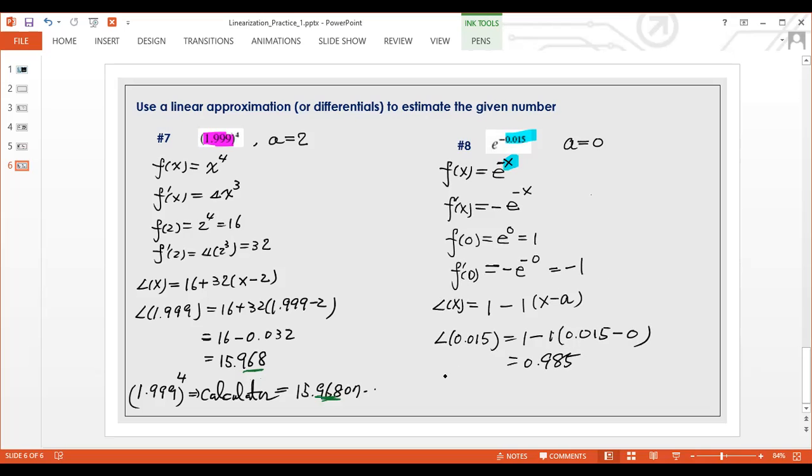Okay, now let's put this one into the calculator. So if this is e to the negative 0.015, if you use the calculator, what is the value you're going to have? You're going to have 0.98511 something. Hey, look at how close it is. Very close, right? It's close to 3 decimal places. That's why we know the linear approximation is really a very amazing tool. You find that it gets very close to the true value to provide a good estimation.